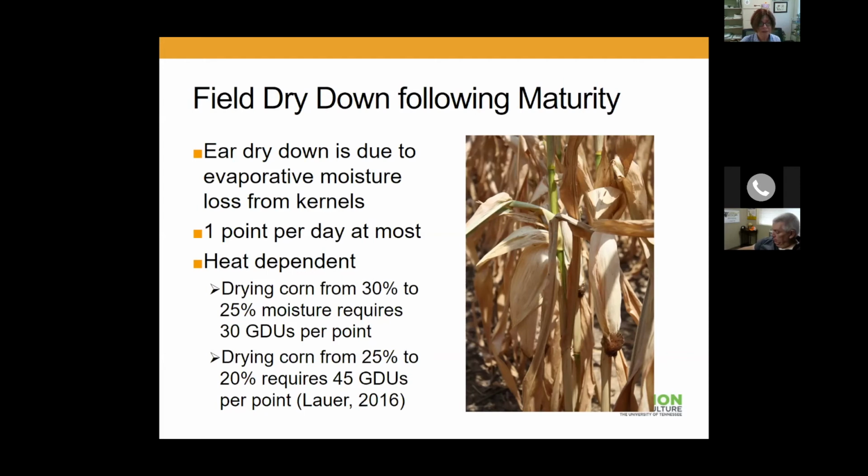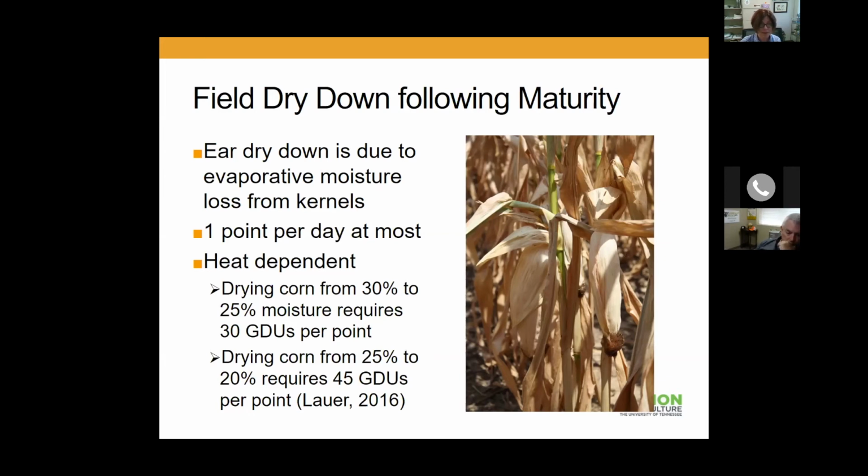So drying down, again, is a heat dependent process. And just following some corn, even in a good year where we have low humidity and warm temperatures, the most that I've ever seen is about a percentage point per day. So it's a fairly slow process. Usually it's less than that, maybe half.